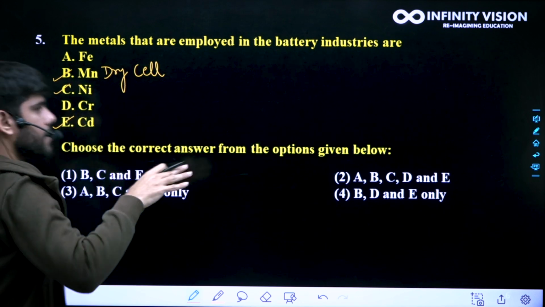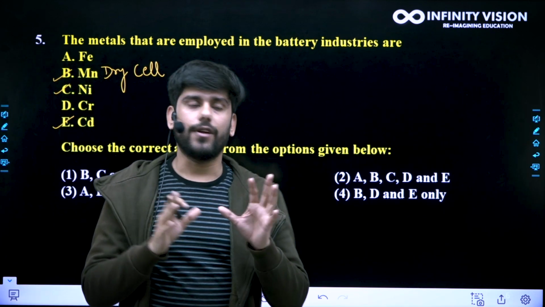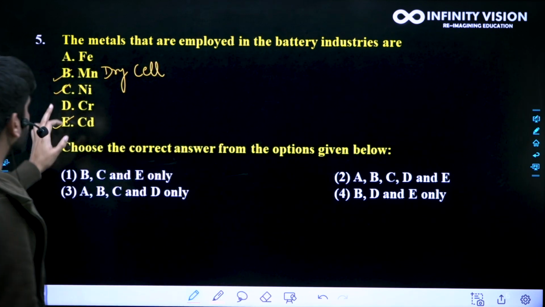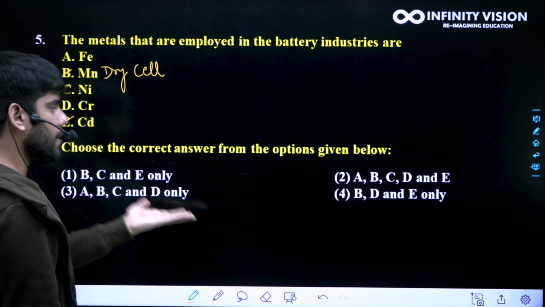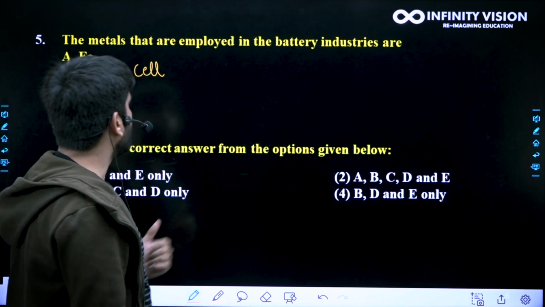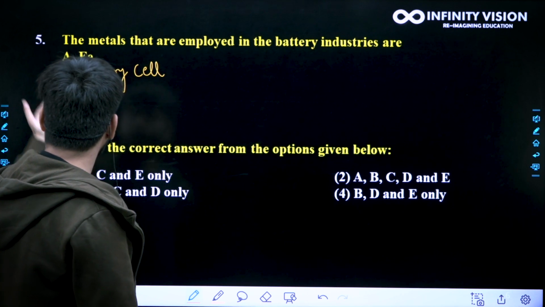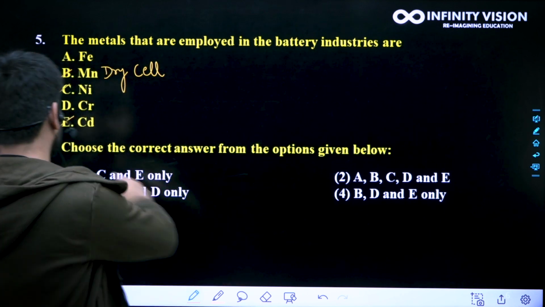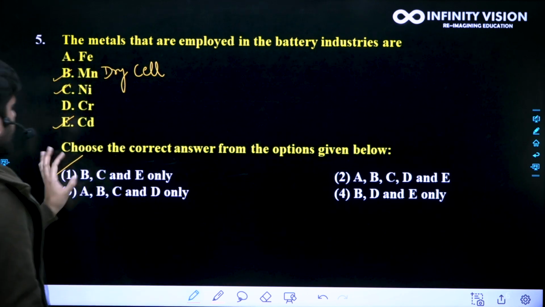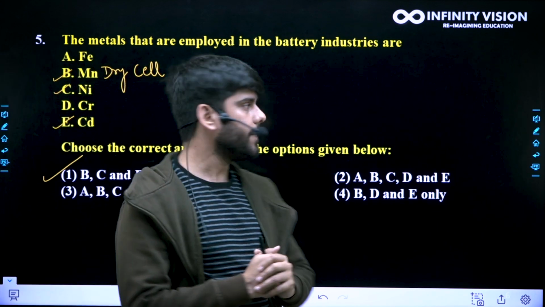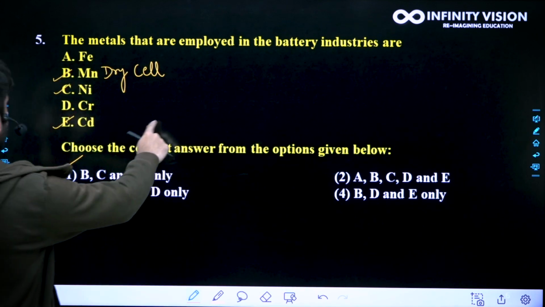So nickel and cadmium are also used in the battery industries, right? So transition metals find applications in the battery industries. So manganese, nickel, and cadmium are used in the battery industry. So if we see B, C, and E, yes, B, C, and E, that is the right answer. All right. Let us move to the next question.